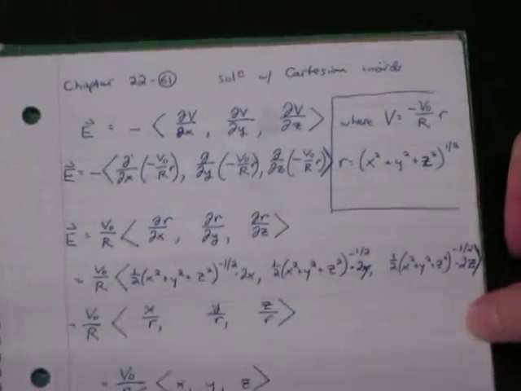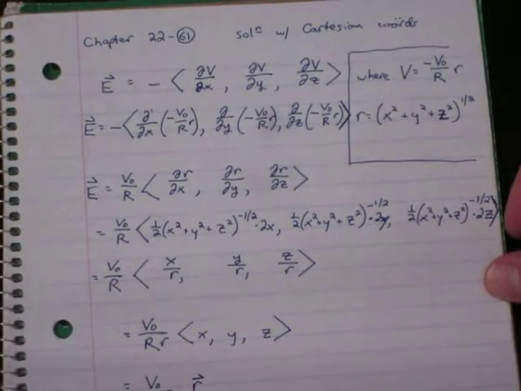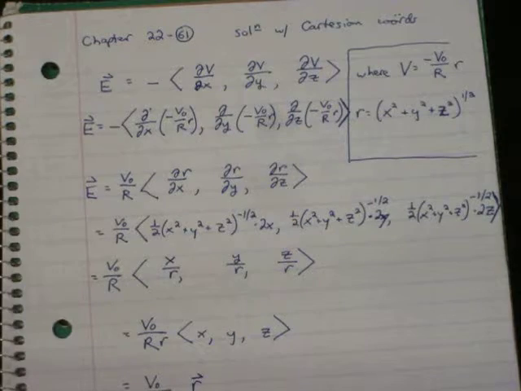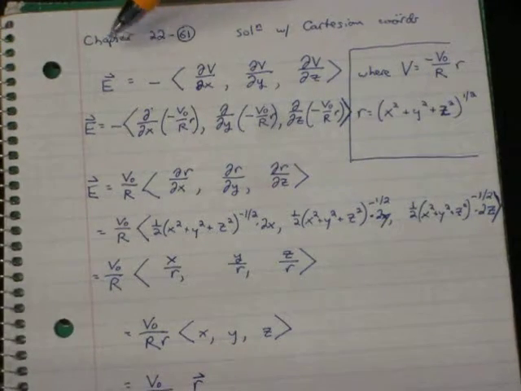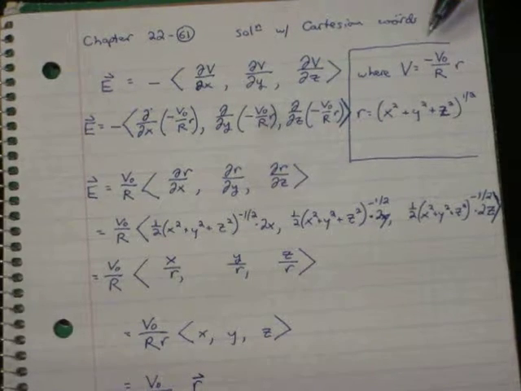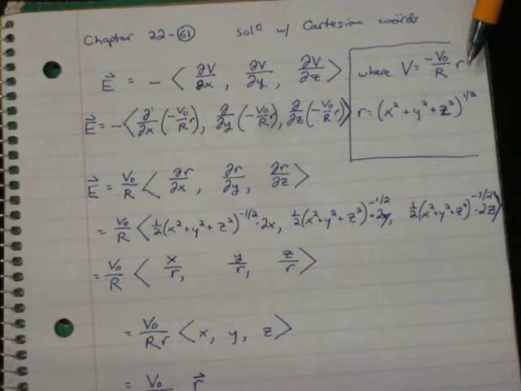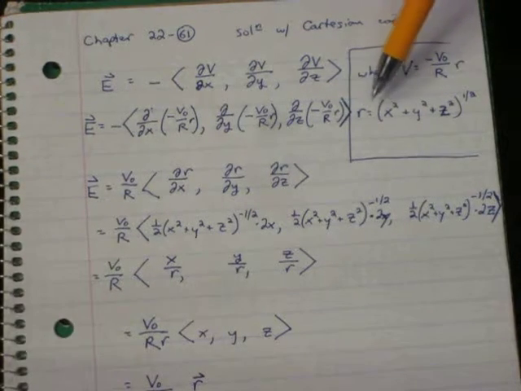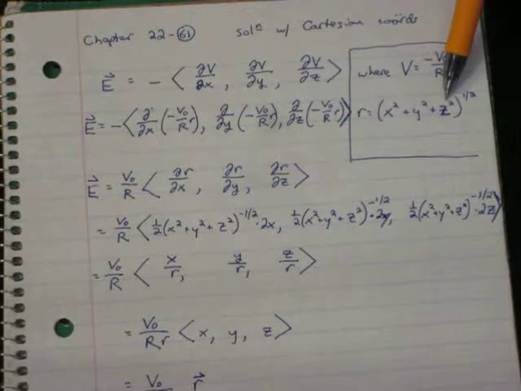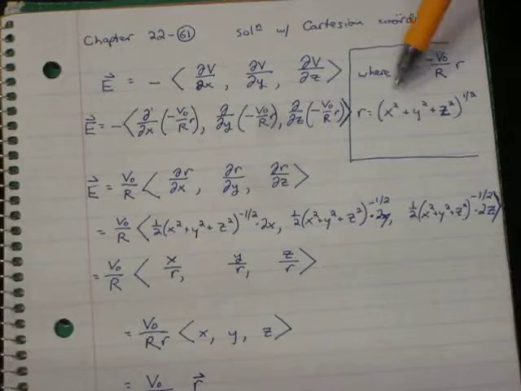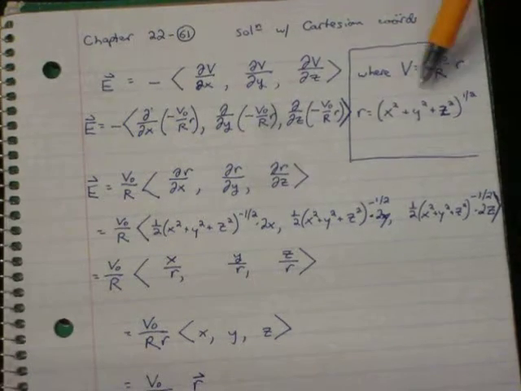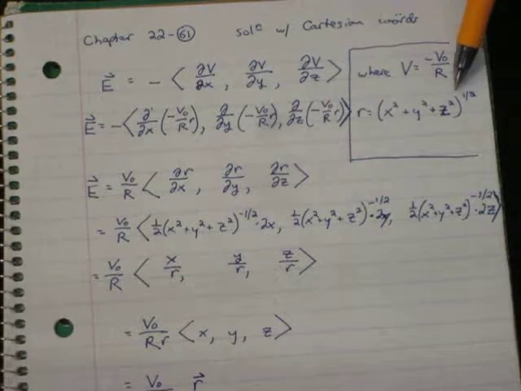But let's look at this solution using Cartesian coordinates. It's a bit messier, but it uses Cartesian coordinates, which you might find easier. So here's the equation for electric field, where V is negative V naught over R times r. If we're converting, we need to use X, Y, and Z: that r is the square root of X squared plus Y squared plus Z squared, to the 1/2. This is the three-dimensional Pythagorean theorem, so we're going to need this substitution as we convert from r to X, Y, and Z.